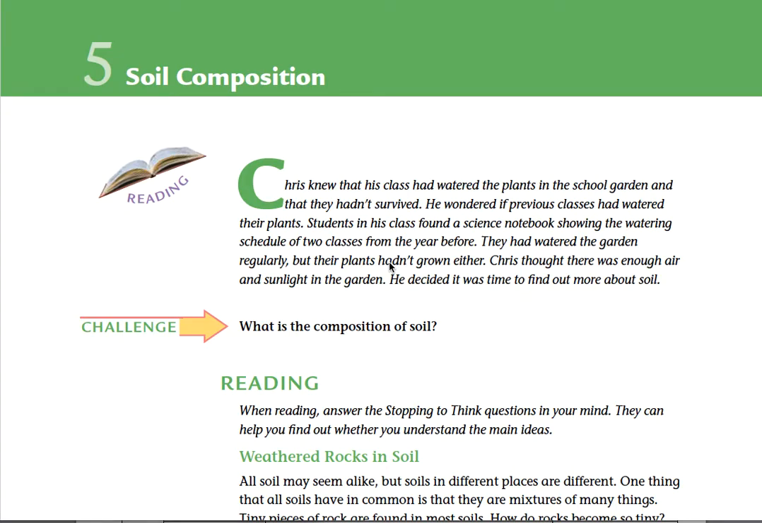Hello, we're going to look at Activity 5 in the Lab Aids unit called Soil Composition. This goes along very well with the reading that we've already done. It just backs up and reinforces those ideas.